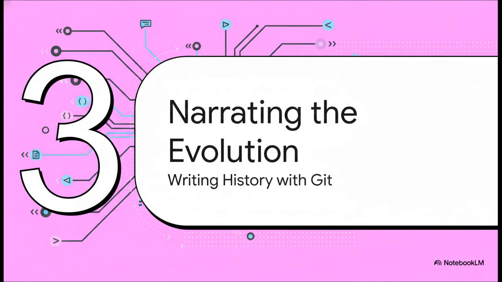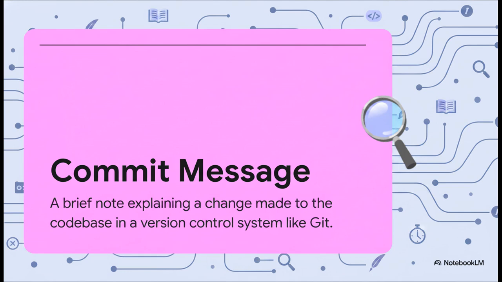Okay, so now we're zooming out. We're moving from the little stories inside our code comments to the big picture, the entire project's narrative. This is where we get to be historians, using tools like Git to write the official story of how our code evolves over time. Look, your commit message is so much more than just a chore you have to do before you can push your code. You've got to think of it as an entry in the project's official history log. It's a permanent record of what changed and, just as important, why it changed.